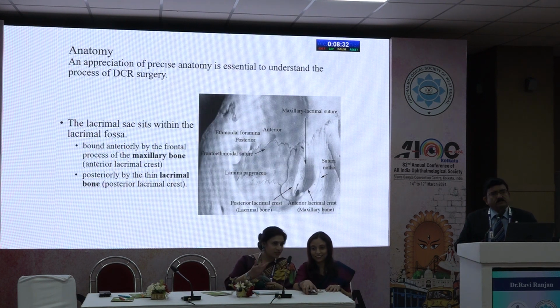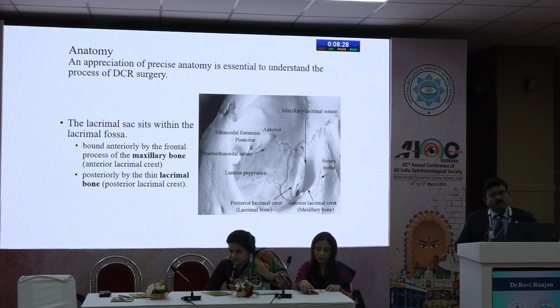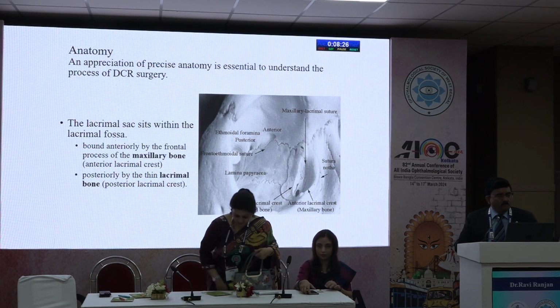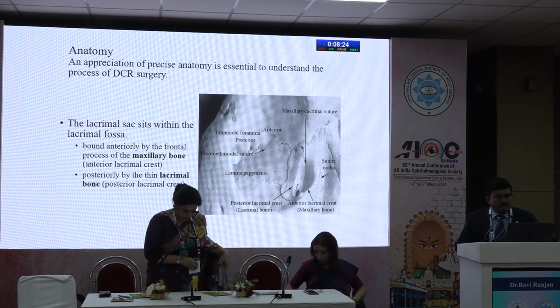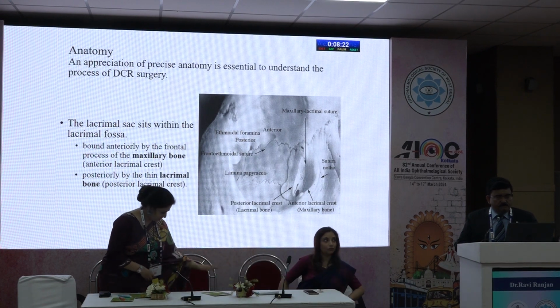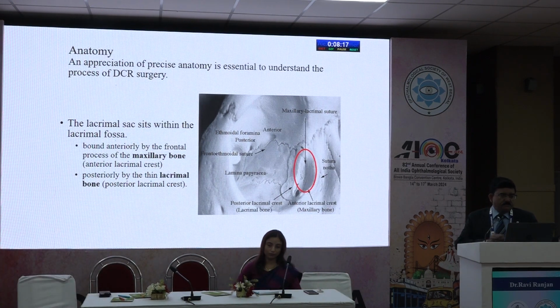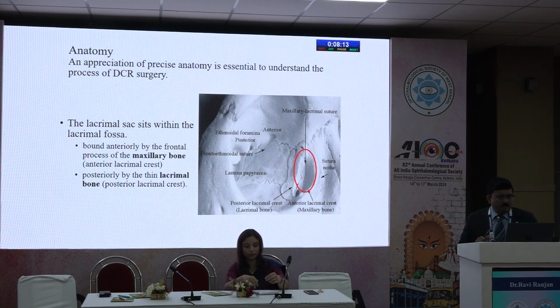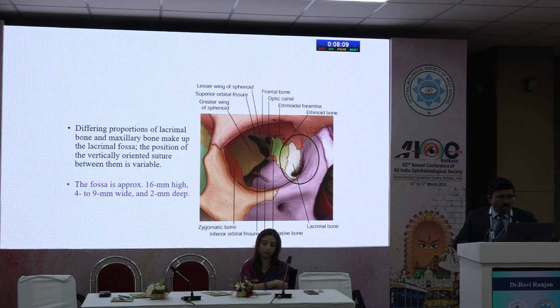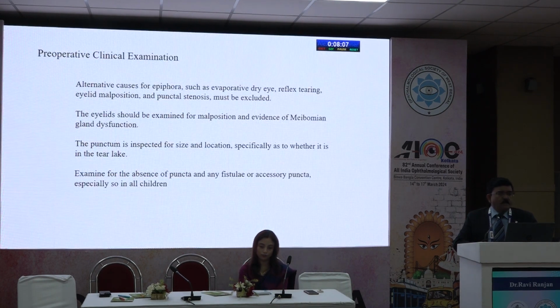For a successful DCR surgery, one should know anatomy, and appreciation of precise anatomy is essential to understand the process of DCR surgery. Should I skip this, because everybody knows it? The lacrimal sac sits within the lacrimal fossa, which is bounded anteriorly by the frontal process of the maxillary bone and posteriorly by the thin lacrimal bone. I'm skipping all these.